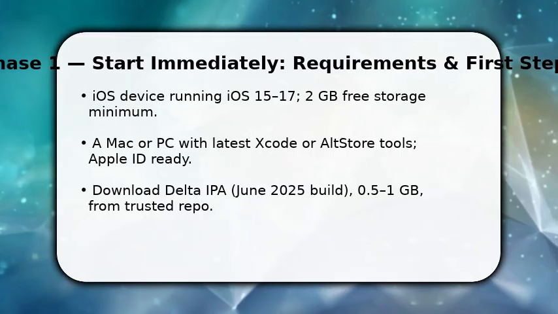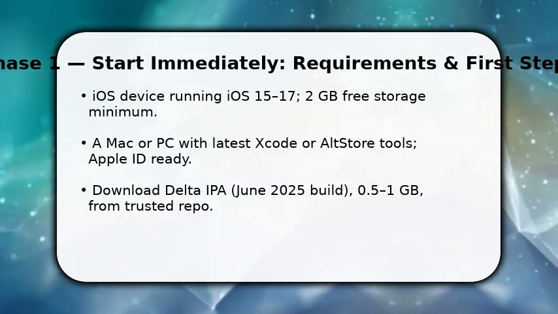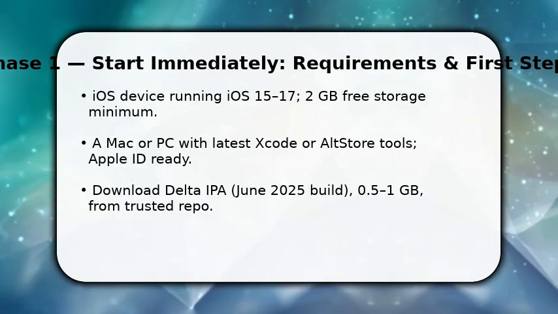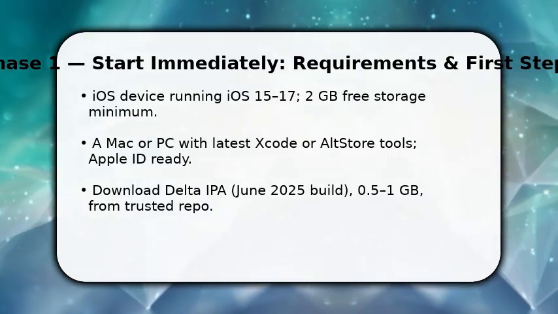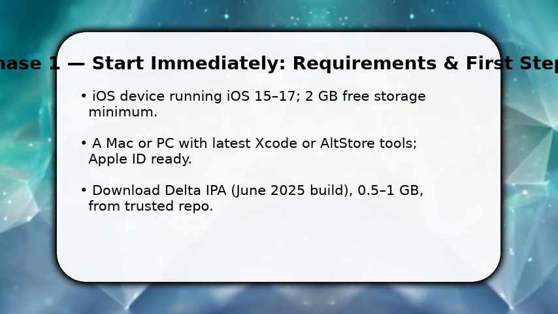Next, obtain the June 2025 Delta IPA from a reputable source and place it where your sideload tool can access it. Do these steps now so you can move straight into installation without delays.